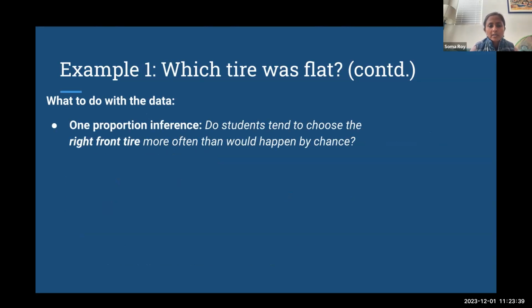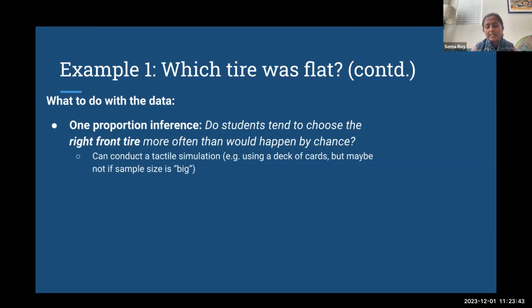So we're thinking, okay, does this choice happen more than 25% of the time? Because there are 4 tires on a car, are they picking that one tire more often than a quarter of the time? We can do a tactile simulation. We probably need to think carefully about, do you really want to do a tactile simulation in this context?